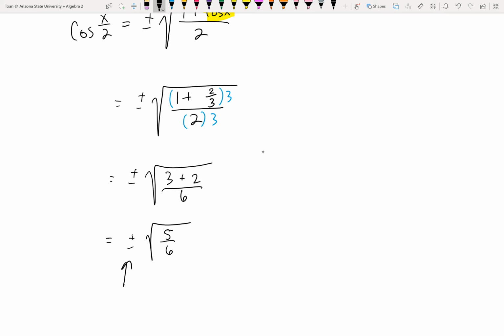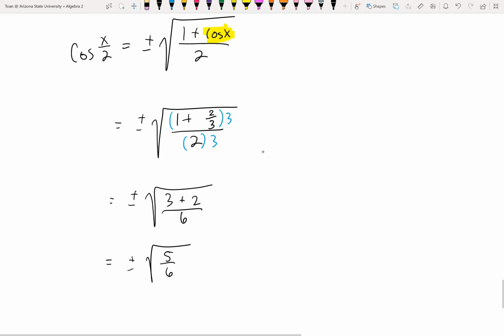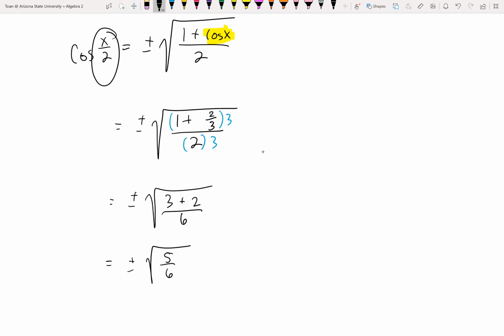Now here is the question of plus or minus. Now remember that the choice of plus or minus will depend not on what quadrant angle x is in, but what quadrant angle x over 2 is in. How are we supposed to figure that out? Well, they told us at the beginning that 270 degrees is less than or equal to x, which is less than or equal to 360.